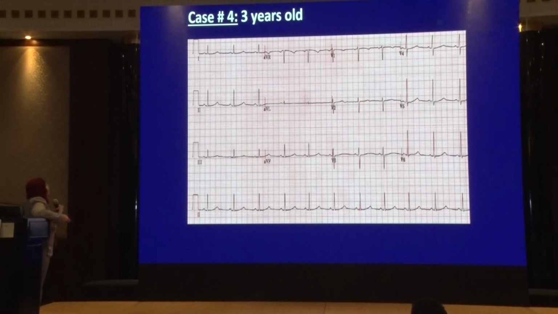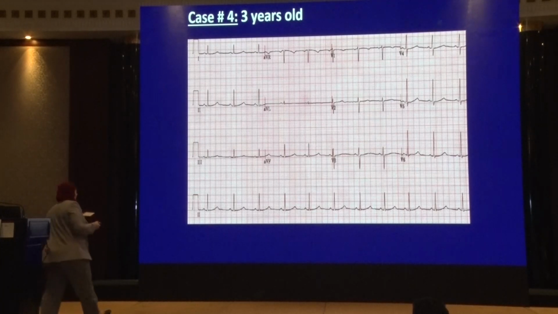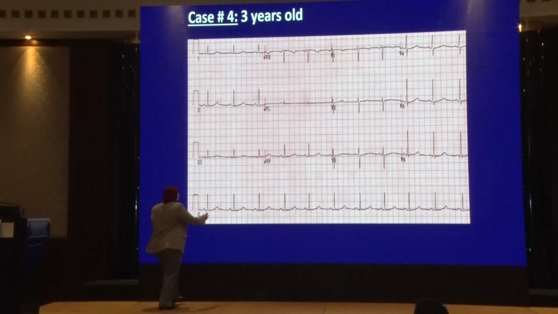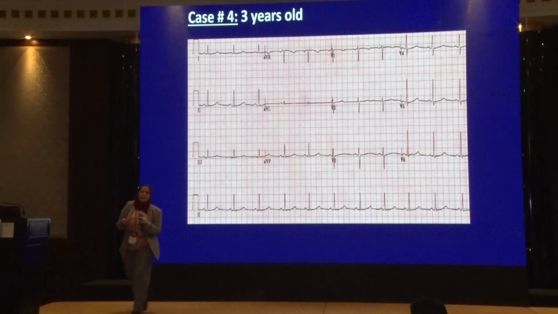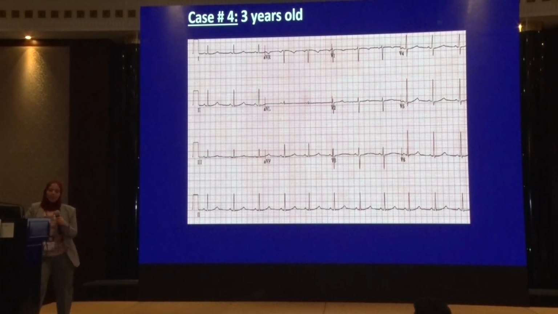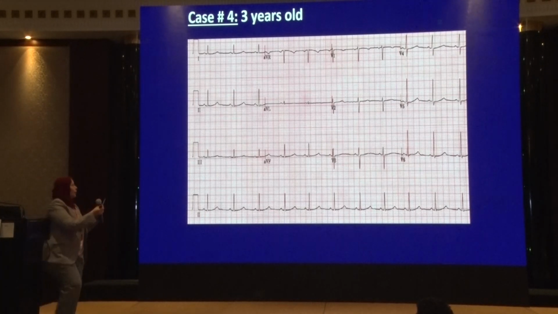After that, limb leads, first thing the rate. 1.5, 2, 3, 4, 5. Less than 60. What is the normal? This is a 3 year old. So, is it normal?